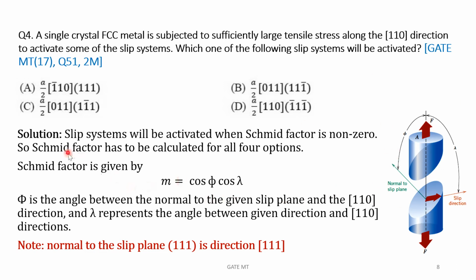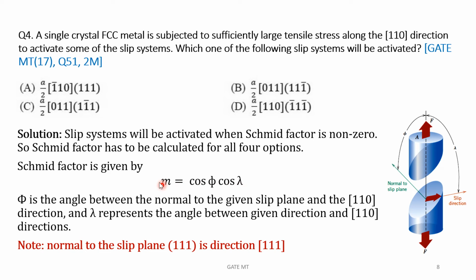If you have noticed, the Schmidt factor is very similar to the equation for shear stress that we have in material science: shear stress is equal to sigma into cos phi cos lambda. Here we are applying a tensile force, but whatever kind of force we apply, tensile or compression, a shear force will always be associated. That shear stress is given by a similar equation, tau is equal to sigma into cos phi cos lambda. And whenever tau reaches a critical value, slip will start. That is why the Schmidt factor is given by m is equal to cos phi cos lambda.